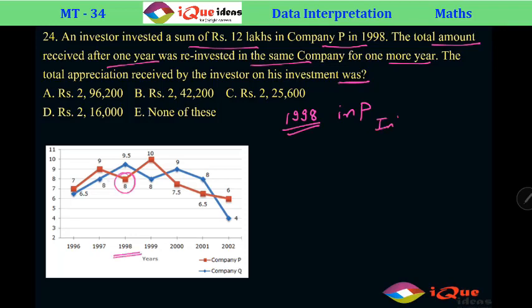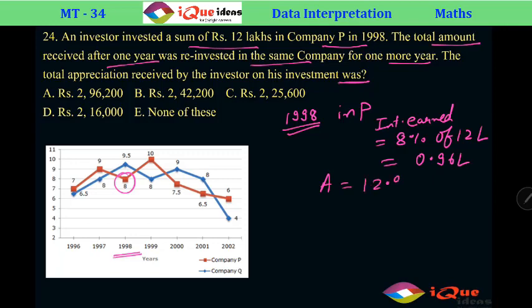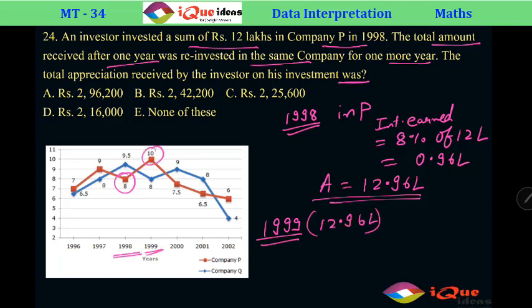So the interest earned will be straight away equal to 8% of 12 lakh. Now 12 eights are 96, so it is 0.96 lakh. And the amount will become 12 plus 0.96, that is 12.96 lakh. Now in 1999, the amount invested is 12.96 lakh rupees, and on that there is an interest. In 1999, the interest on P is 10%.